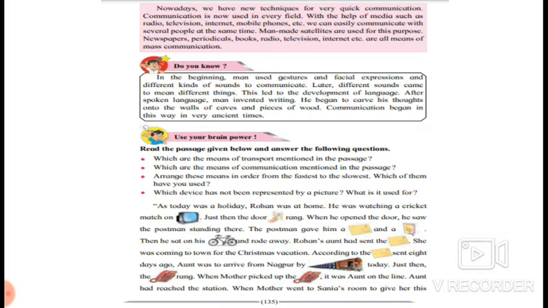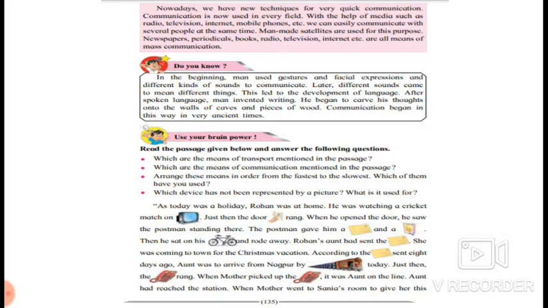Communication began in this way in very ancient times. Use your brain power. Read the passage given below and answer the following questions. Which are the means of transport mentioned in the passage? Which are the means of communication mentioned in the passage? Arrange these means in order from the fastest to the slowest. Which of them have you used? Which device has not been represented by a picture? What is it used for?